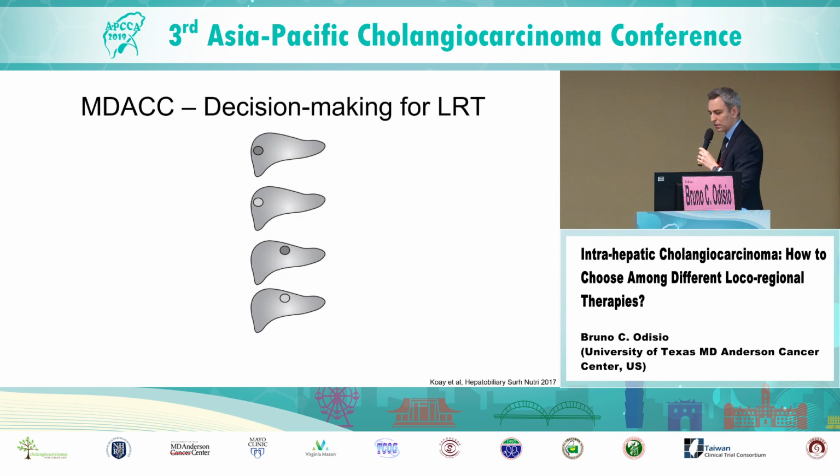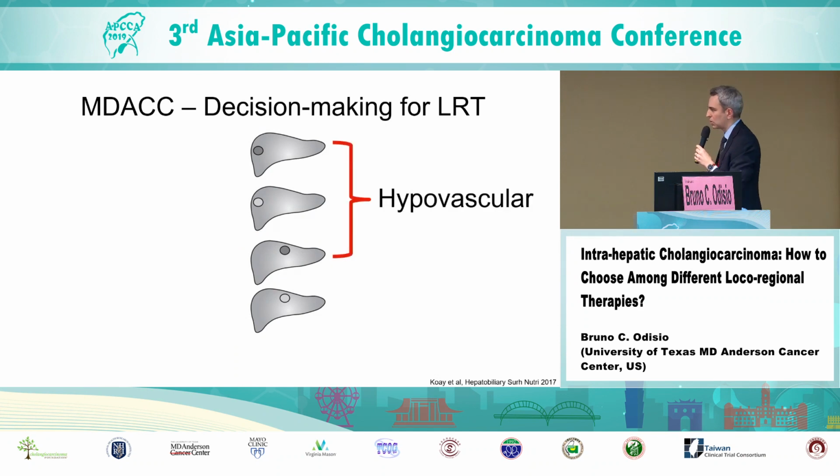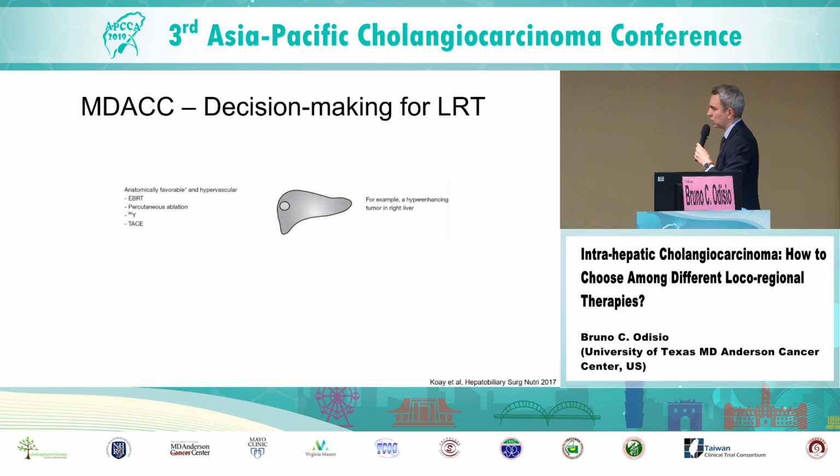So putting it all together, the way we analyze how we could deliver loco-regional therapies for those patients really depends on the tumor location, if it's peripheral or if it is central, and also the tumor vascularity, if they are hypervascular or if they are hypovascular. So if you have, for instance, a patient with a hypovascular lesion in a peripheral location, you can do radiation or ablation. That's the way we're doing it at MD Anderson now.